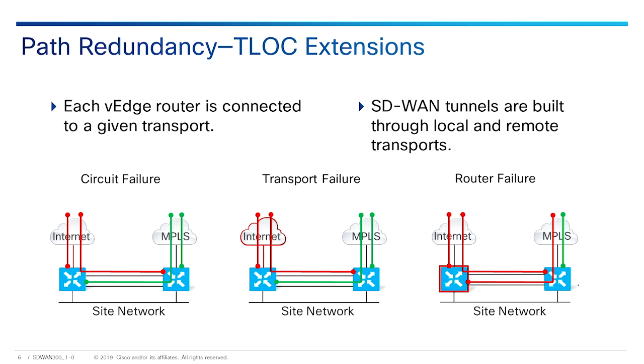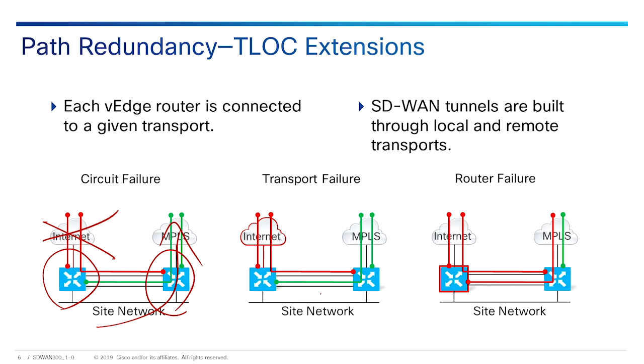Now we have our routers connected directly together, but they're not sharing circuits. So this router is only connected to the internet, and this router is only connected to the MPLS. Okay? So on a circuit failure, if we lose internet connectivity, we have to route all traffic through MPLS. And the same thing here.